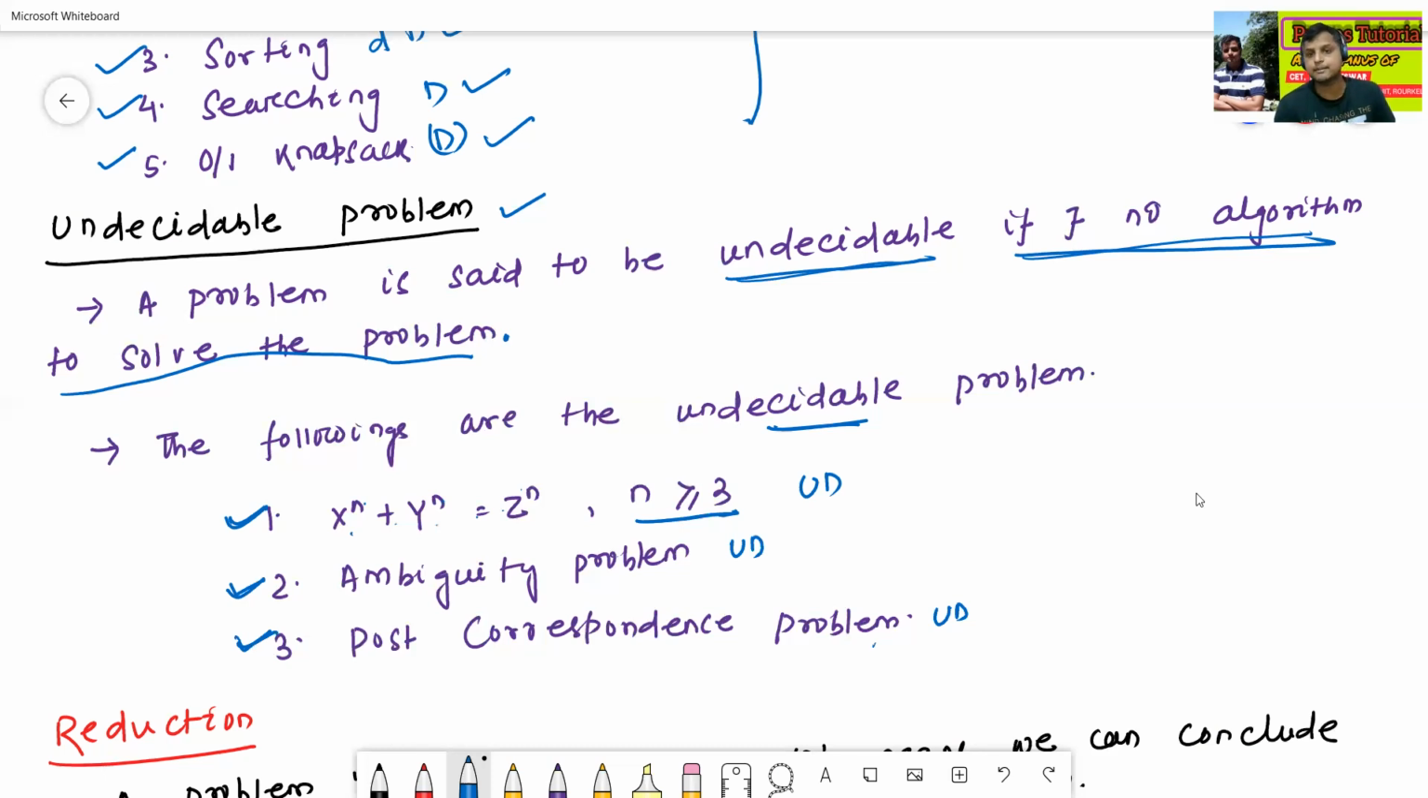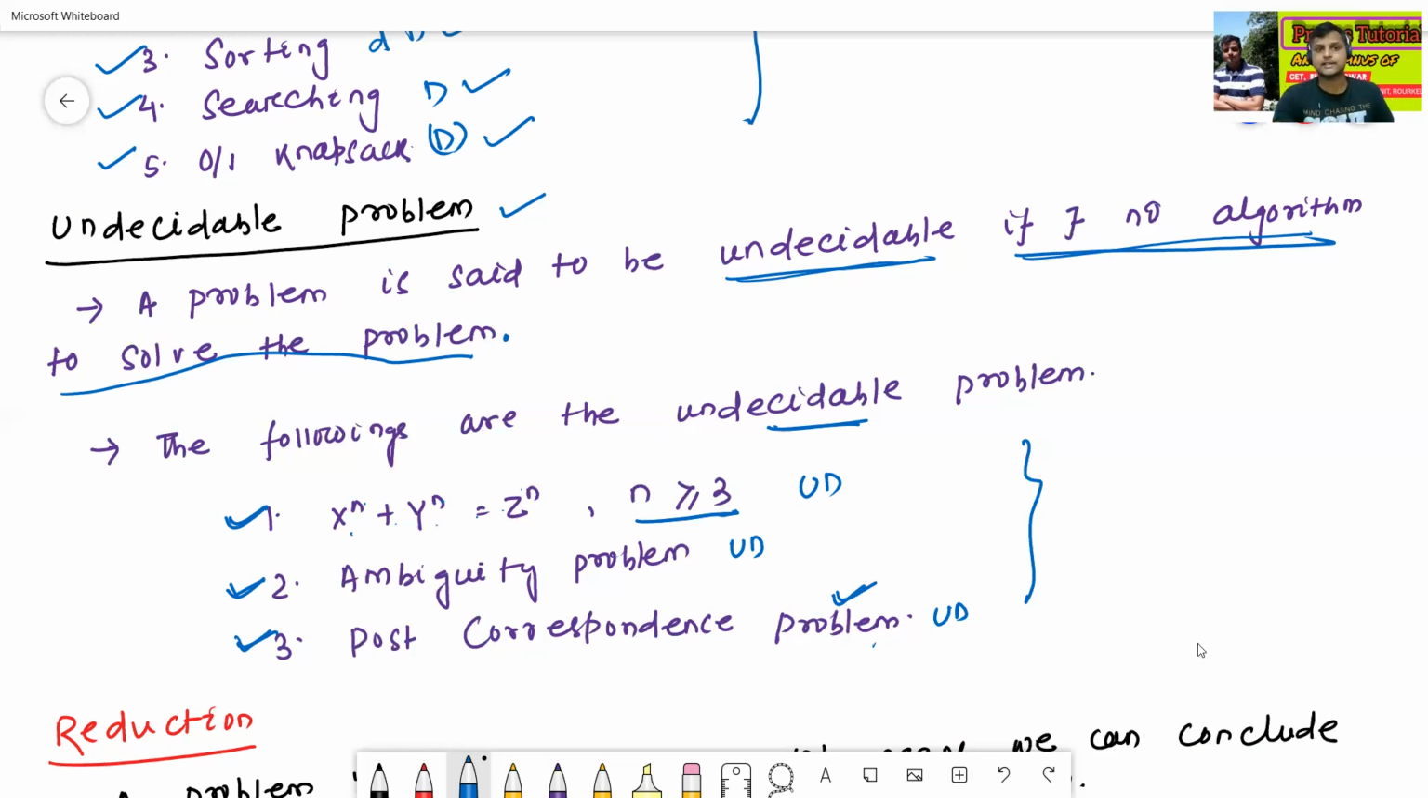For these three problems, x to the power n plus y to the power n equals z to the power n where n is greater than or equal to 3, the ambiguity problem, and the post correspondence problem, there is no algorithm to solve them. These problems are completely undecidable. In the next class we'll see the post correspondence problem and the modified post correspondence problem.